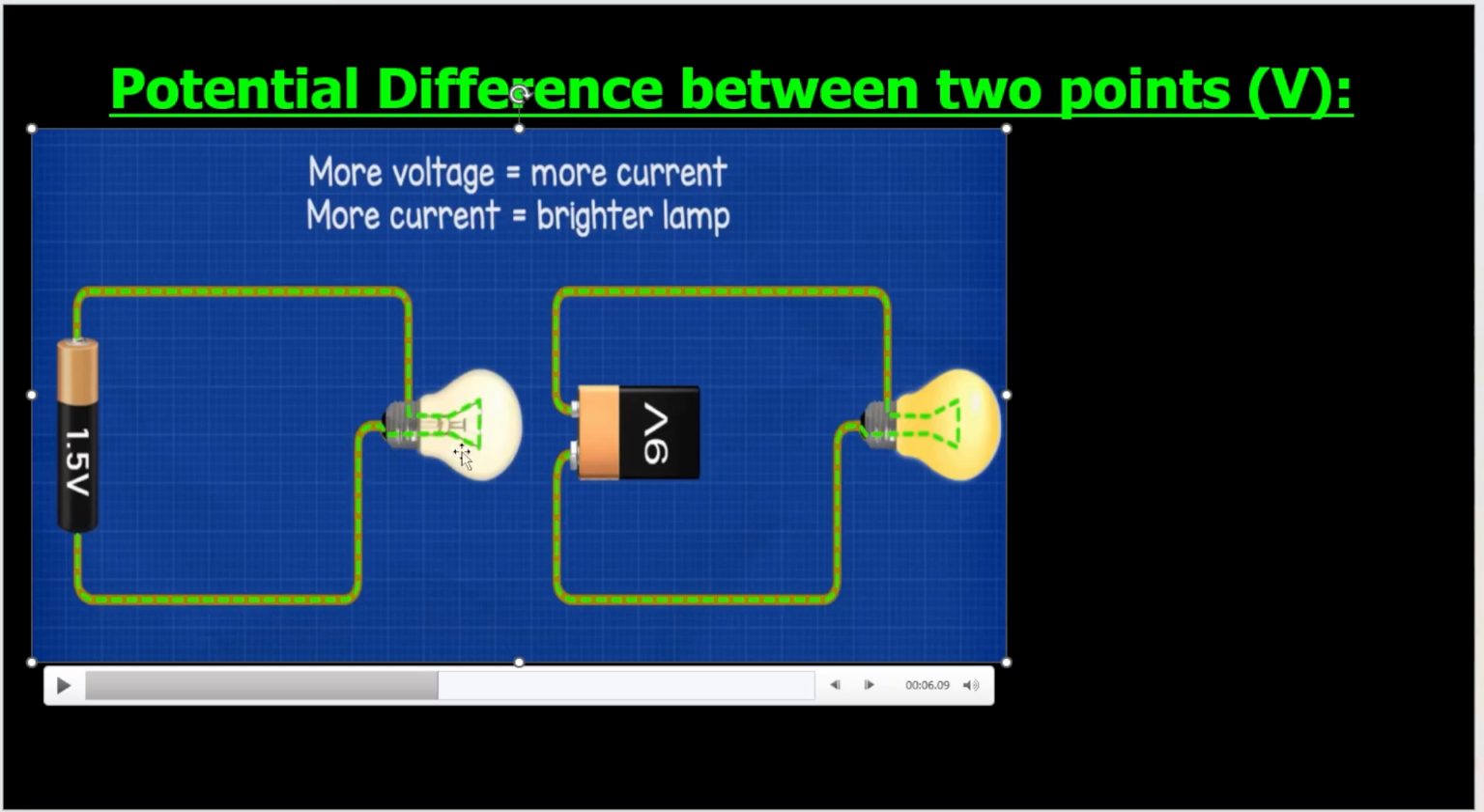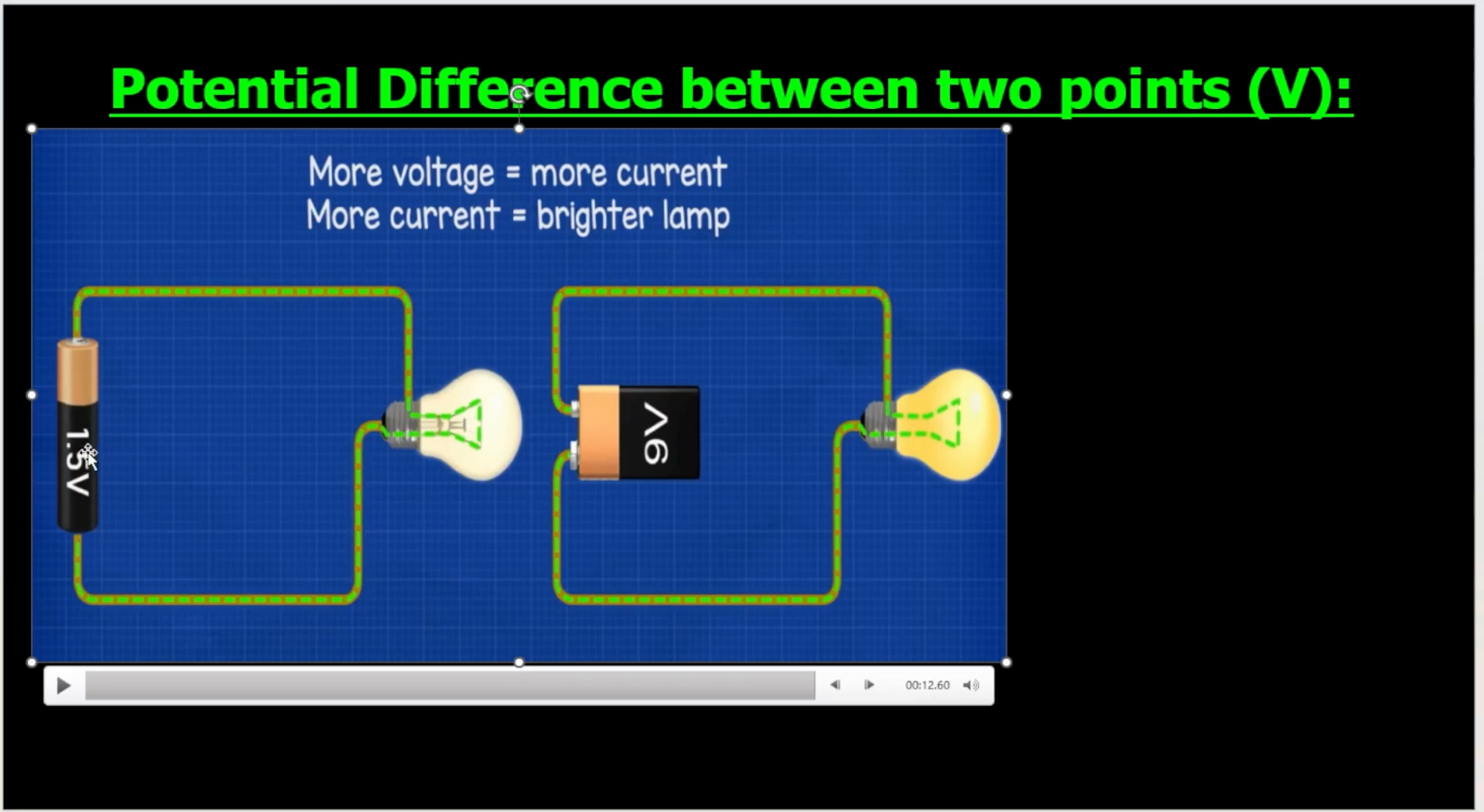The brightness of the lamp to the left is less than the brightness of the lamp to the right, because here the electrons are pushed with higher potential. So they have more energy. So the brightness of the lamp in the circuit to the right is higher than the brightness of the lamp in the circuit to the left.